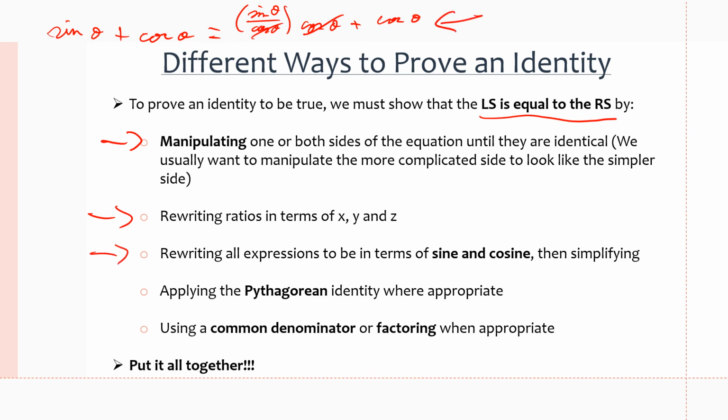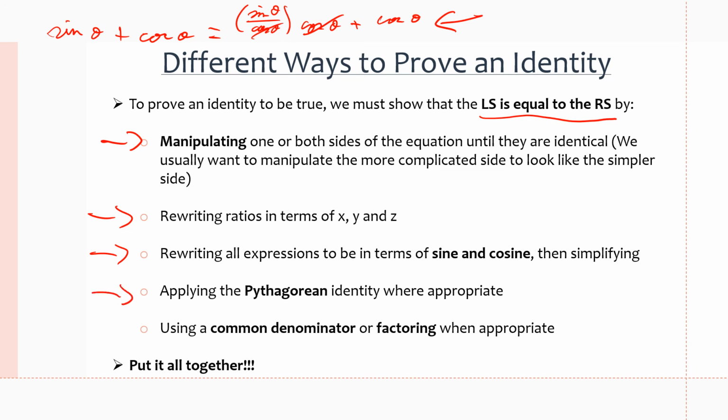Next approach, we want to rewrite the expression in terms of sine and cosine and then simplify. And this is sometimes preferred because there's a lot of common identities that involve sine and cosine, and we can substitute these in and hopefully cancel out terms until our left side equals our right side.